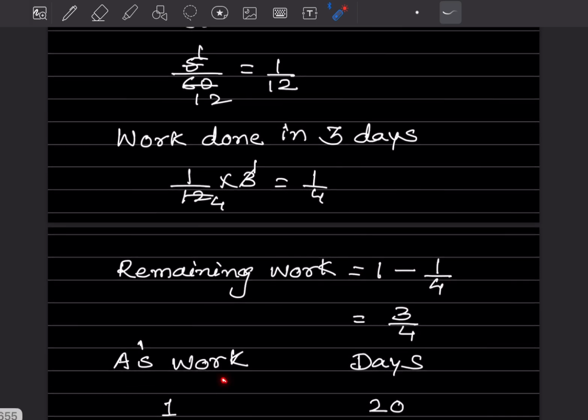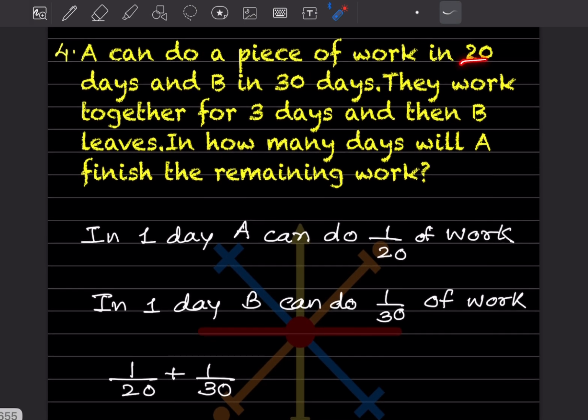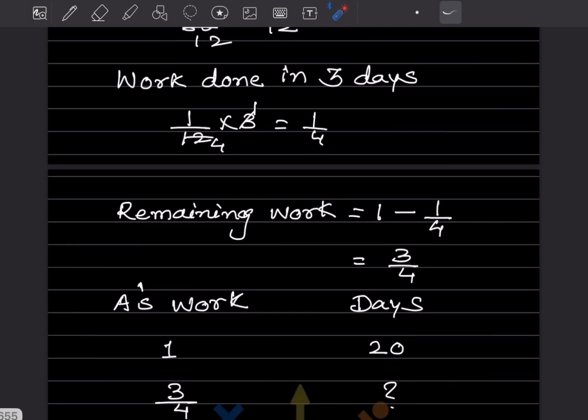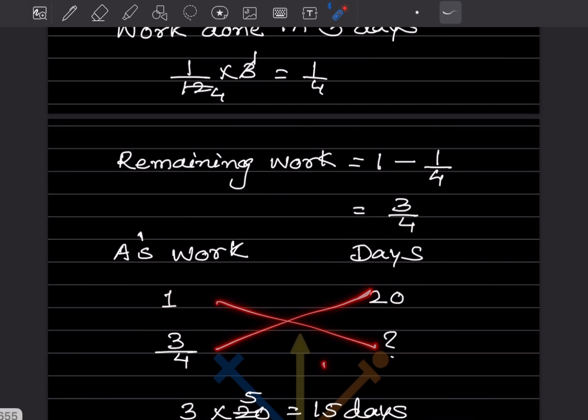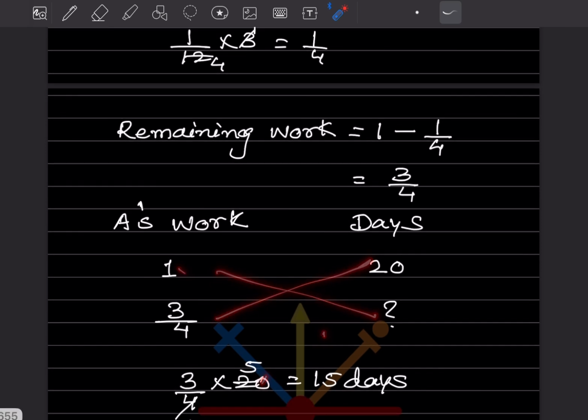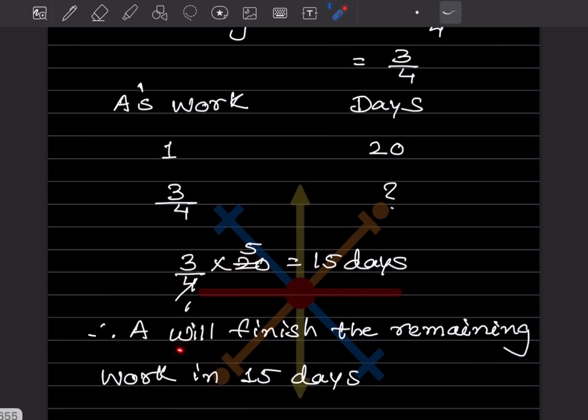Now A's work, and we can see the days. In 1, that is given as 20 days. So here will be A's work. Suppose we consider this for 1 hour. This is 20 days. So this is going to be 3 by 4. How many days, we don't know. So we are going to cross multiply. So this will be 3 by 4 into 20 divided by 1. So 4 ones are 4, 4 fives are 20, so this is going to be 15 days. So we can say A will finish the remaining work in 15 days.